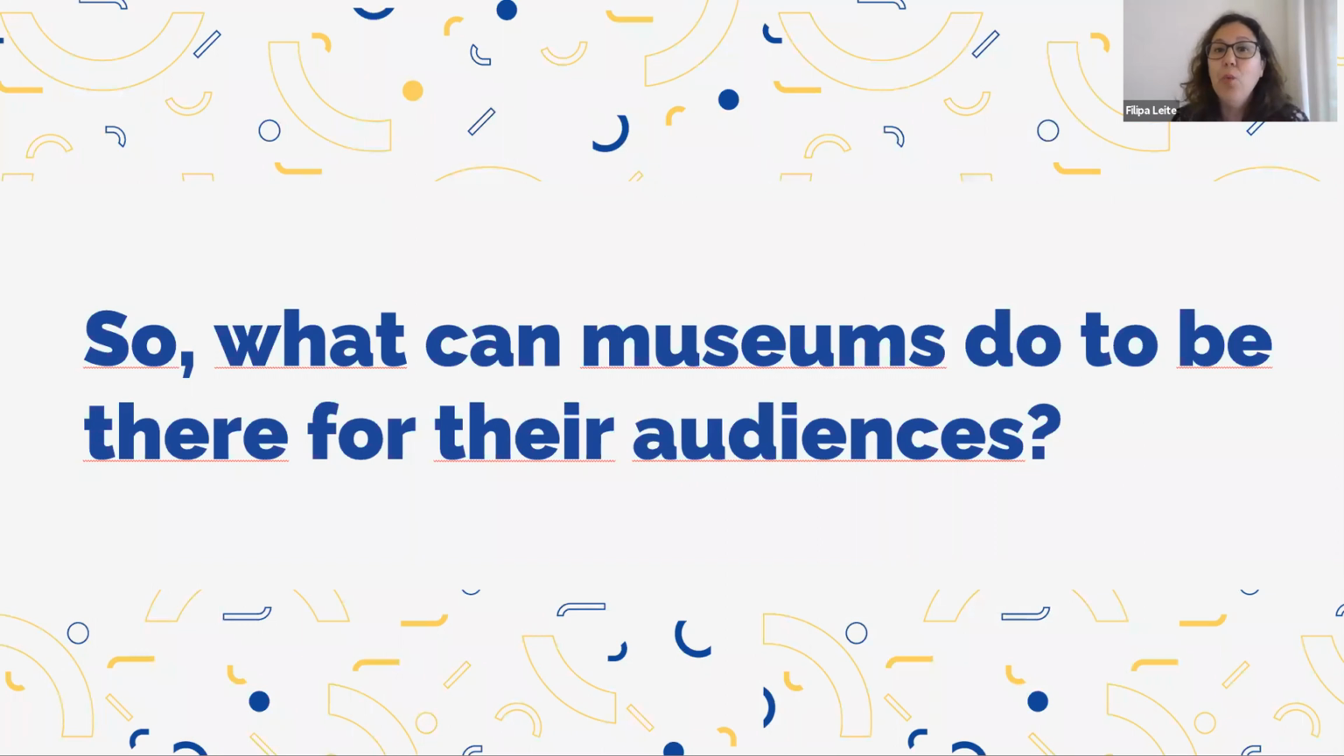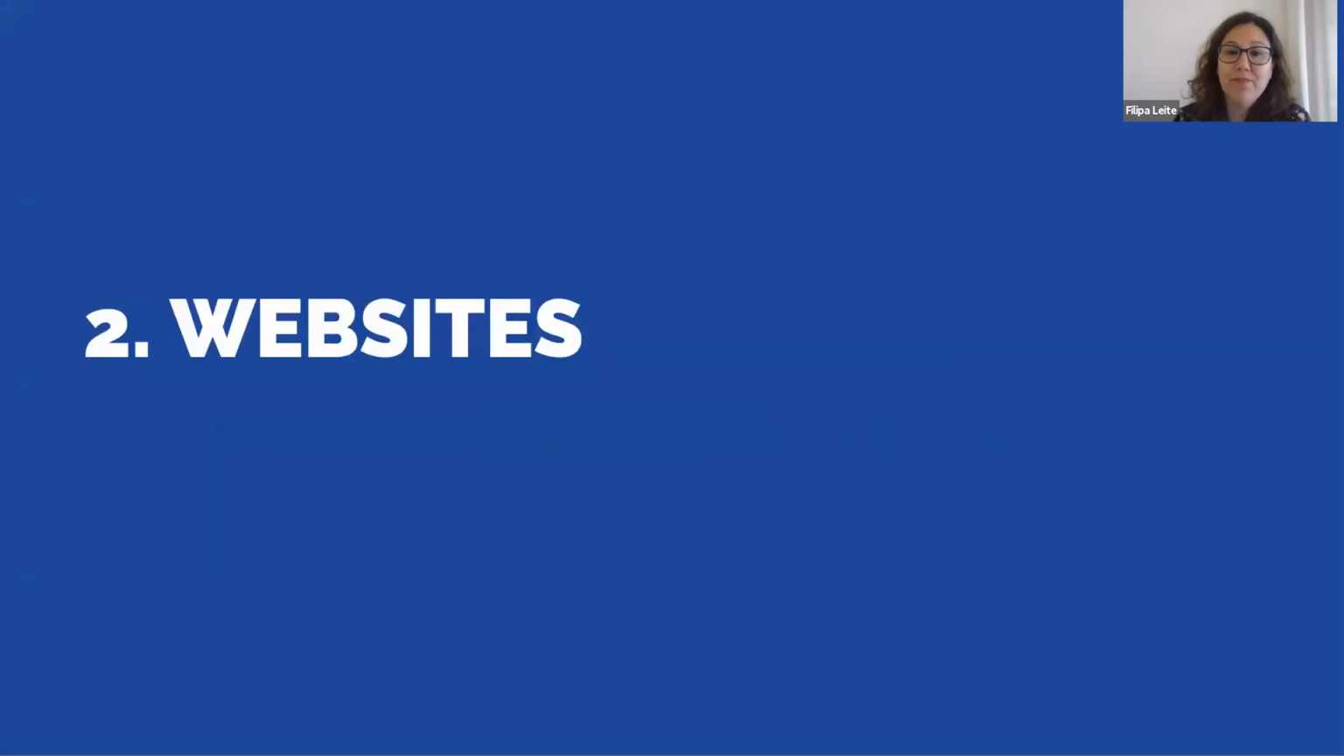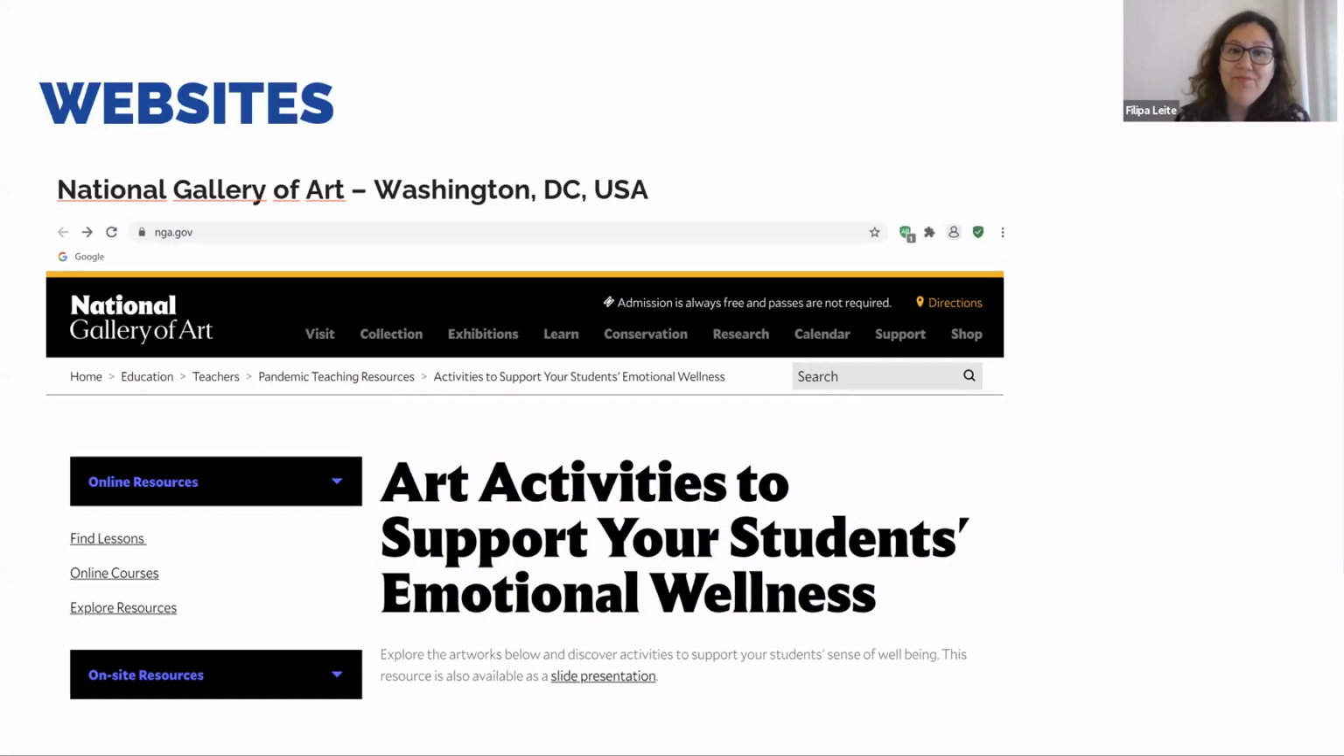So, what can museums do to be there for their audiences? To start, they can communicate through their websites. We're going to see some examples right now. So, nowadays, almost every institution has a website. That's true. A lot of them are static. They don't put any contents after it.